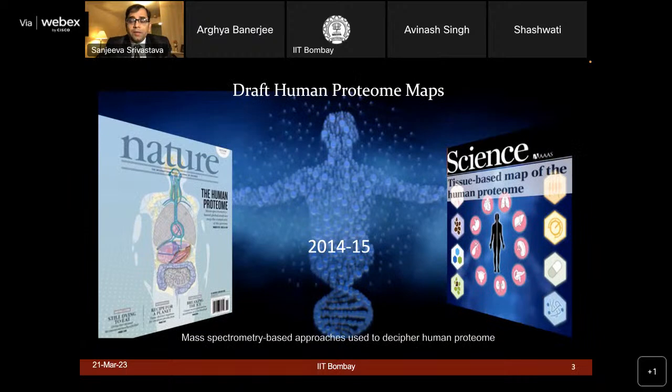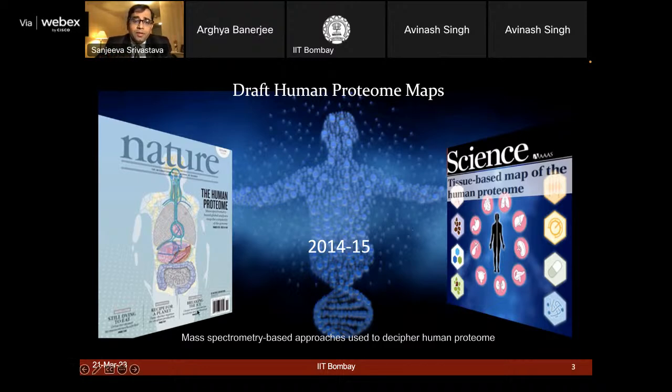Now, the maximum output of these mass spectrometry technologies was realized in 2014 and 2015, when for the first time the draft human proteome maps were published, based on mass spectrometry-based identification of human proteins. The idea was, since the Human Genome Project got completed in 2001, can we replicate the same success and identify all the gene-coding proteins, with experimental evidence for that?